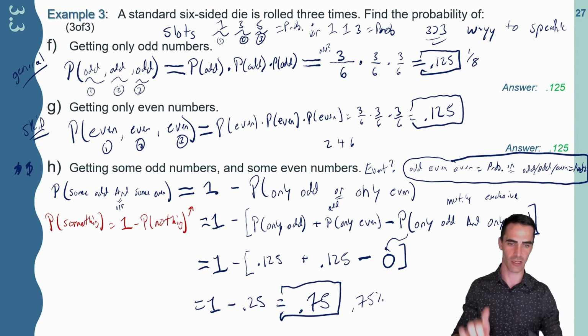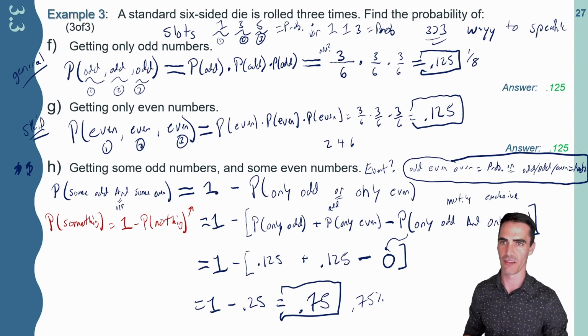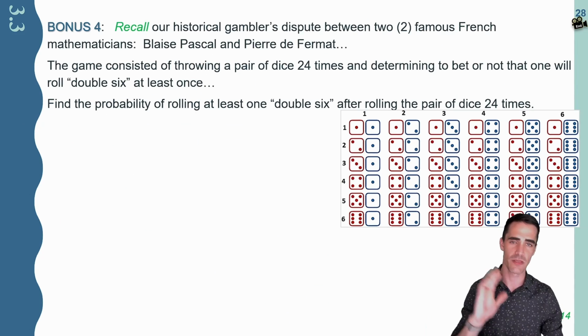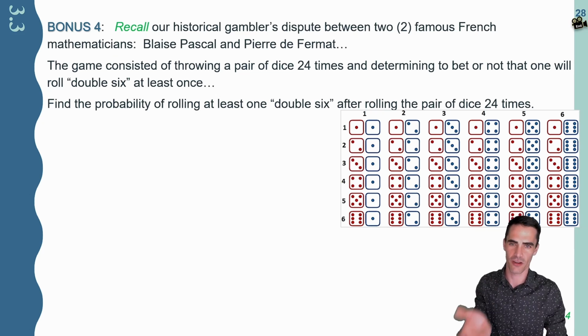It'll just be a little bit messier. It'll probably take more space than I've allotted here. Many different ways to get the correct answer. This one's a bonus because it relates to what we started off in the very beginning.